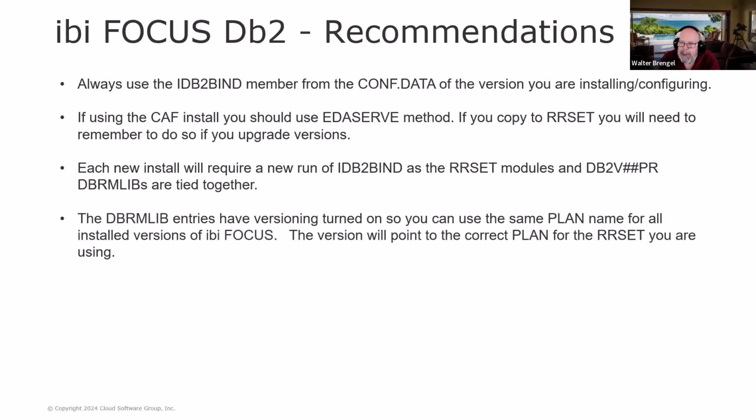The DBRM lib entries have versioning turned on. Thank you, Laurie. So that way you can use the same plan name for all of your installed versions of Focus. The version will point to the correct plan. So if I'm running RRset from version 7709 and I want to use the same plan name for 9.3, you can do that. And then when the RRset runs, it's going to look and find the correct version of the plan that you want based on what it finds in the RRset module. So it makes life a little easier for you because you don't have to have multiple plan names.